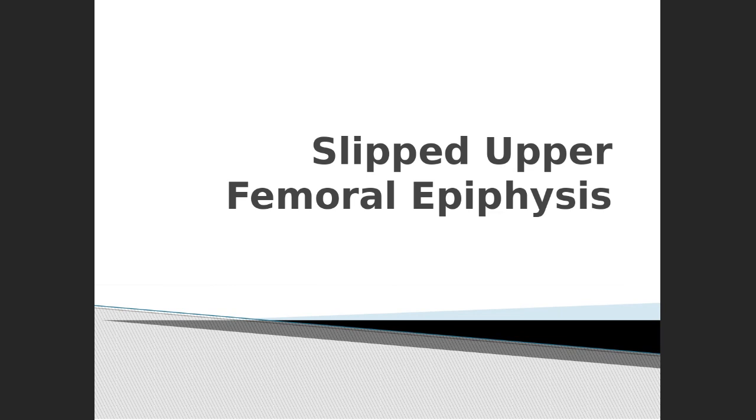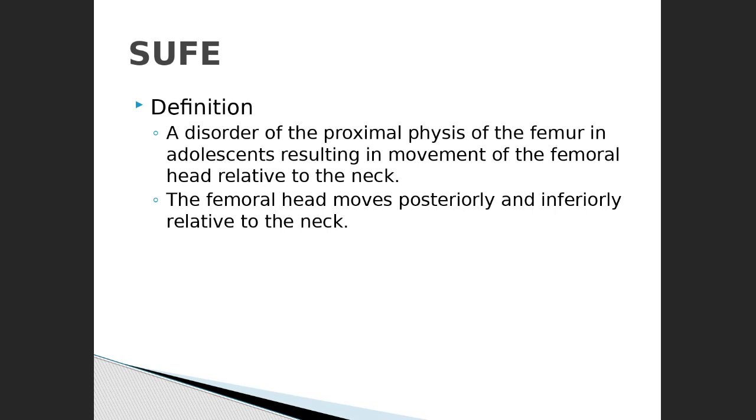Now, as the slide shows, a slipped upper femoral epiphysis is really a disorder of the proximal physis of the femur in adolescents, resulting in movement of the femoral head relative to the neck. The femoral head moves posteriorly and inferiorly relative to the neck. Now, the truth is, because the femoral head is confined within the acetabulum, it really can't move, and it's really the neck that moves relative to the head. But because we have become accustomed over the years to talking about movement of the head relative to the neck, we continue to use that in speaking about this disorder.